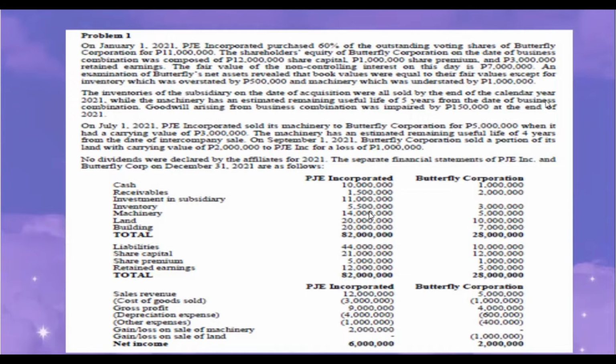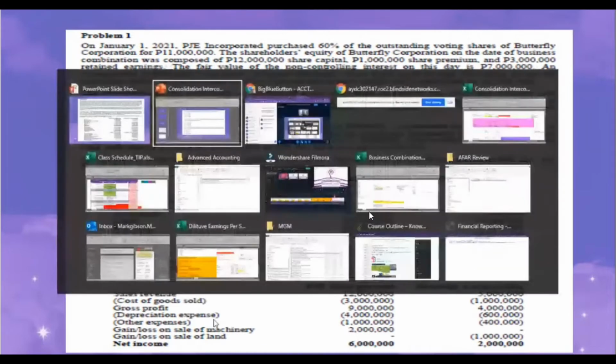No? So, pansinin mo, dito sa third paragraph, meron tayong downstream and at the same time, meron tayong upstream sales. No? So later on, pag-uusapan natin yan. No dividends were declared by the affiliates for 2021. Then separate financial statements of PJE and Butterfly Corporation on December 31, 2021 as follows. So ayan, nandiyan yung balance sheet, nandiyan din yung P&L natin. No? So let's go to problem number 1.